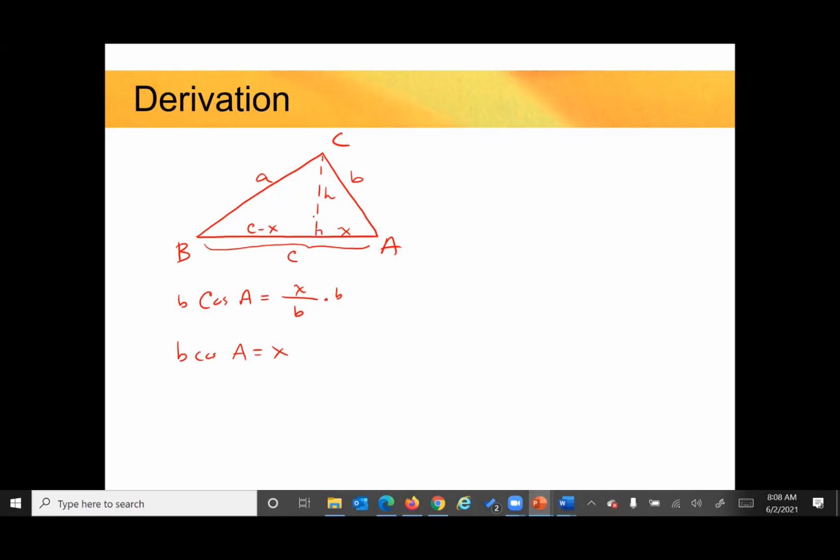One is this little small triangle here. Right, is that okay to put? Let's see, x squared plus h squared is equal to b squared. That's one. Good there. Give me a next one.